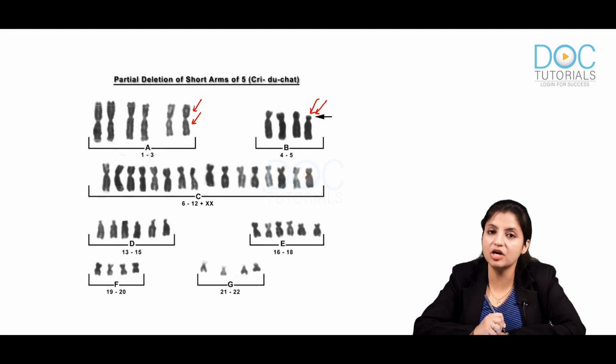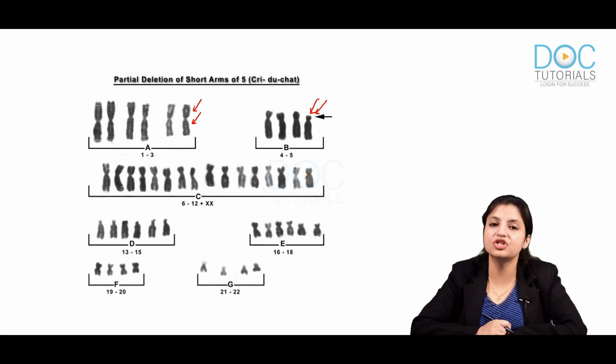So whenever there is partial deletion of the short arm of chromosome number 5, this is called Cri-du-chat syndrome. What is this called? Cri-du-chat syndrome, which everybody has to be very, very clear with.